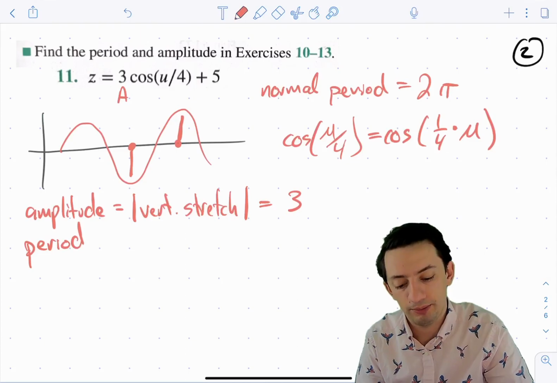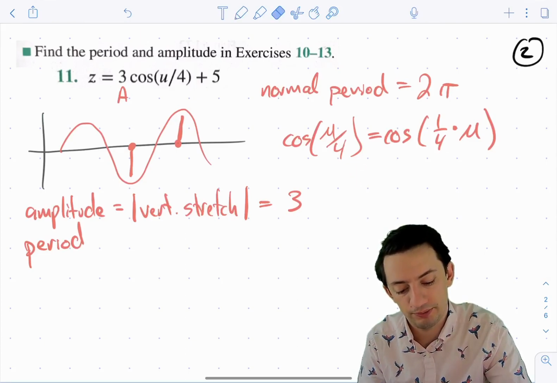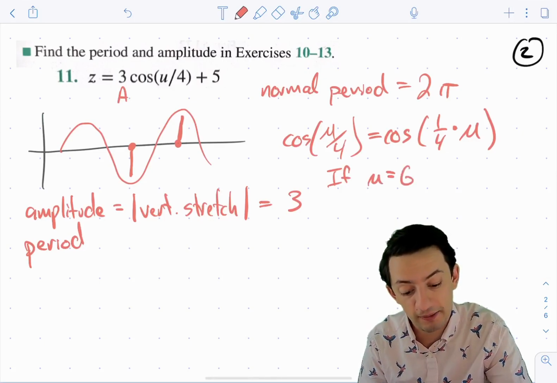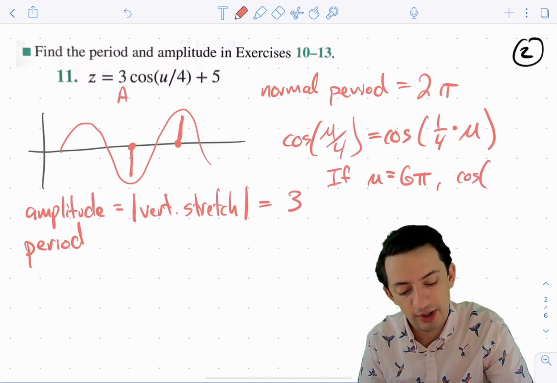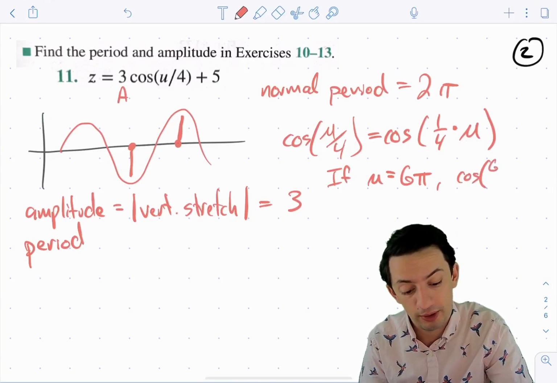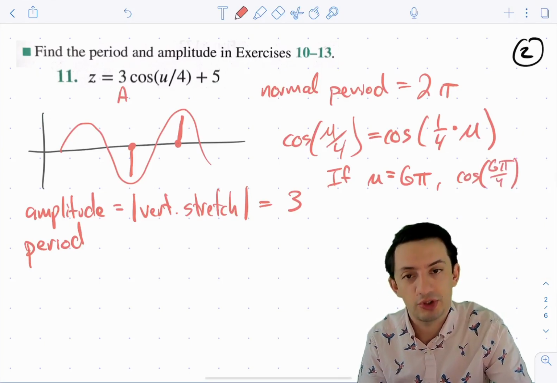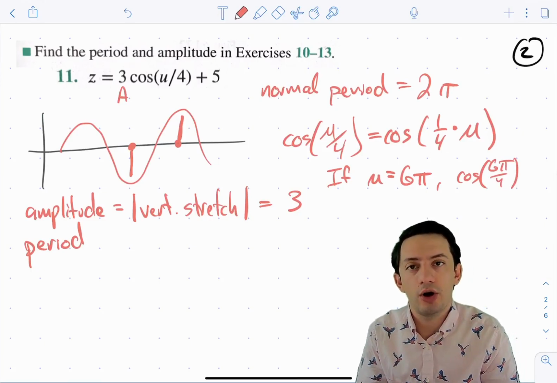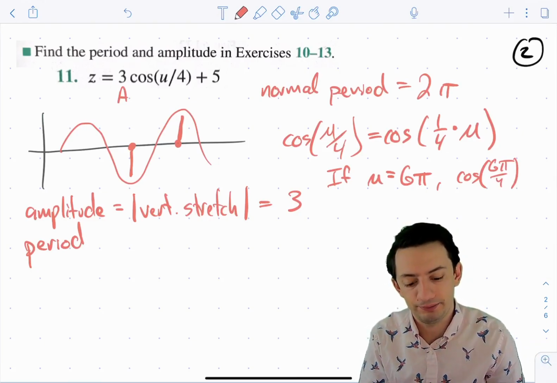So, for example, if u equals, let's say, 6 pi, then we're looking at cosine of 6 pi over 4, which is 3 pi over 2. So you are kind of looking further away.